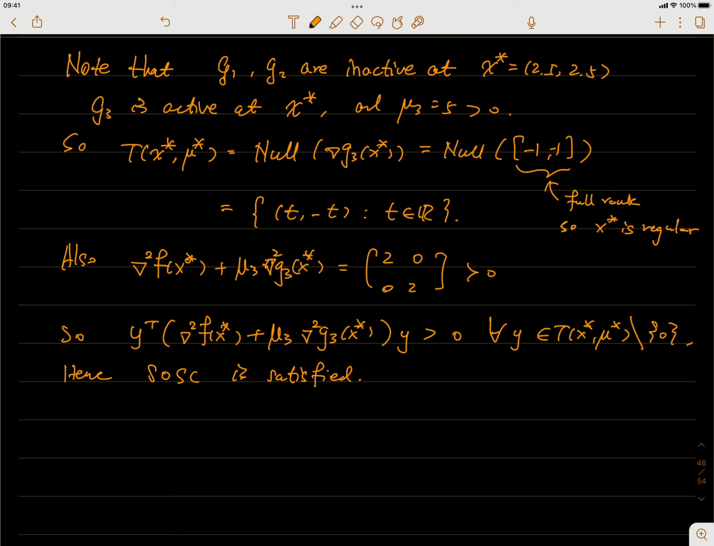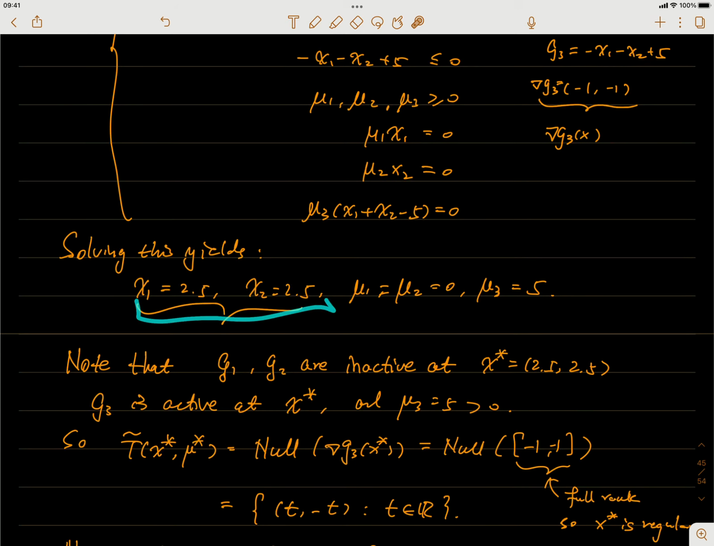Okay, as I said, I should use the t vector. That is more consistent with the slides. Anyway, we got this matrix. So that means for any non-zero vector y in this space, we realize that this is greater than 0. So that means the second order sufficient condition is satisfied. So this means that this point that we found is actually a strict local minimizer.